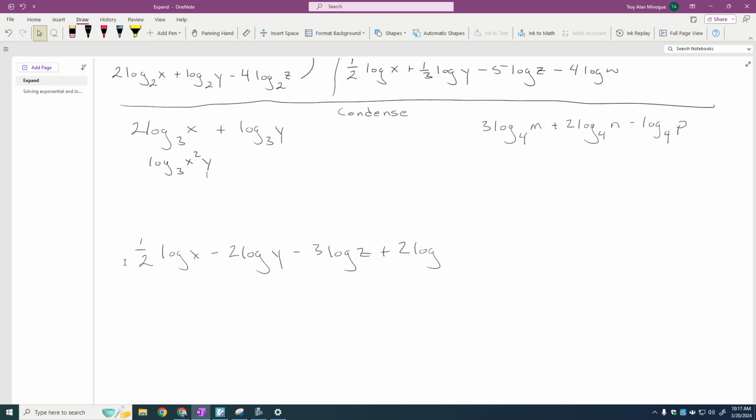Okay, I need to rephrase it. It's not the only way. It's the best way, in my opinion, to get better. All right, so I'm going to bring this 3 up in front.